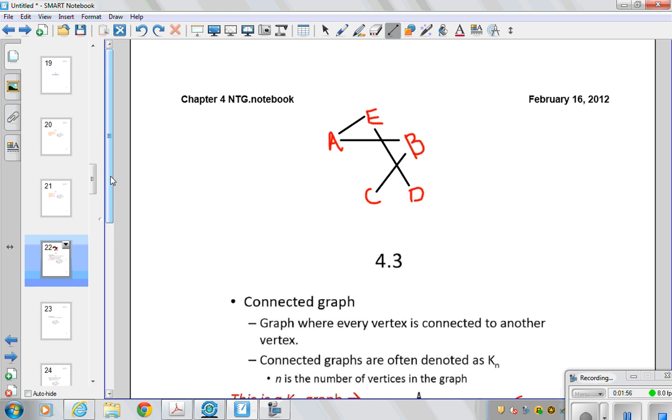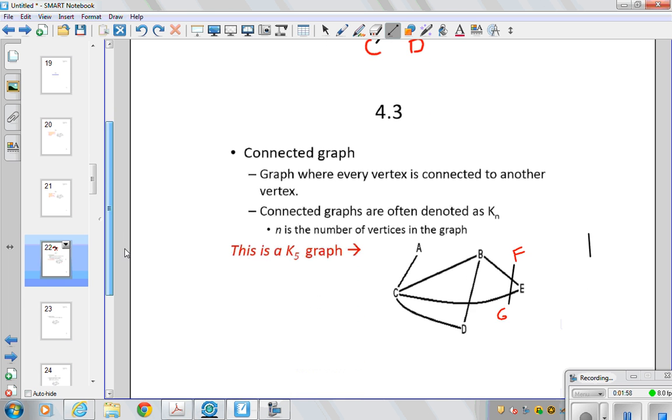Okay? If you would like to see another example, this is an example of something that is not connected, because if you notice F and G, kind of like the example I just gave you. But if I just asked you about A, C, D, B, and E, just looking at those vertices, is that a connected graph? The answer would be yes. All right, let's keep going.